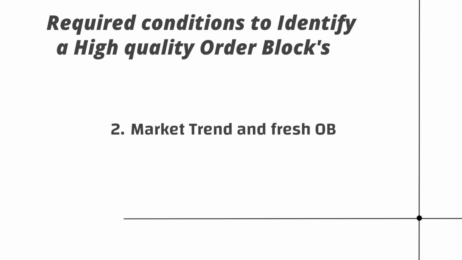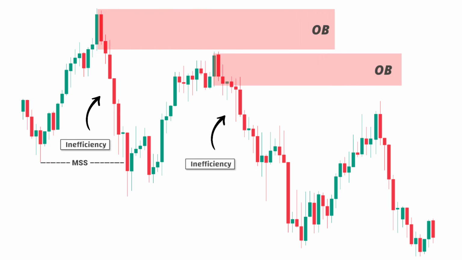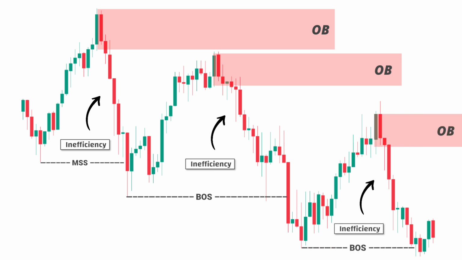The third factor you need to consider is market trend and order block freshness, which determine reaction probability. Order blocks aligned with the dominant higher time frame trend are more likely to hold. Fresh order blocks retain unmitigated liquidity and provide cleaner reaction zones. Older or stale order blocks lose effectiveness as new structure and opposing pressure form.